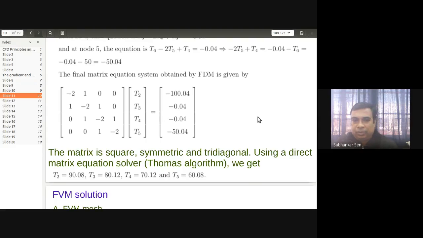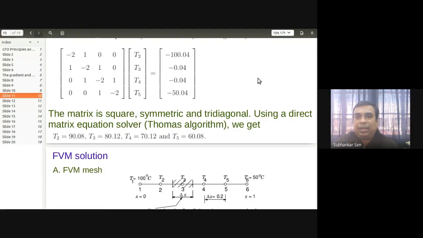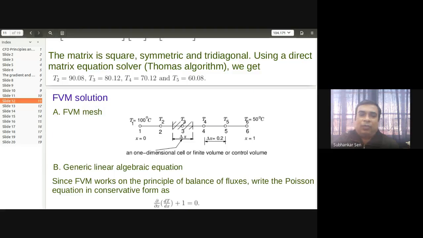Okay, so we are using the Thomas algorithm. We are not showing the implementation. Directly we are showing the results. So these are the temperatures at 4 points. Similarly, very quickly let us pass the finite volume solution.